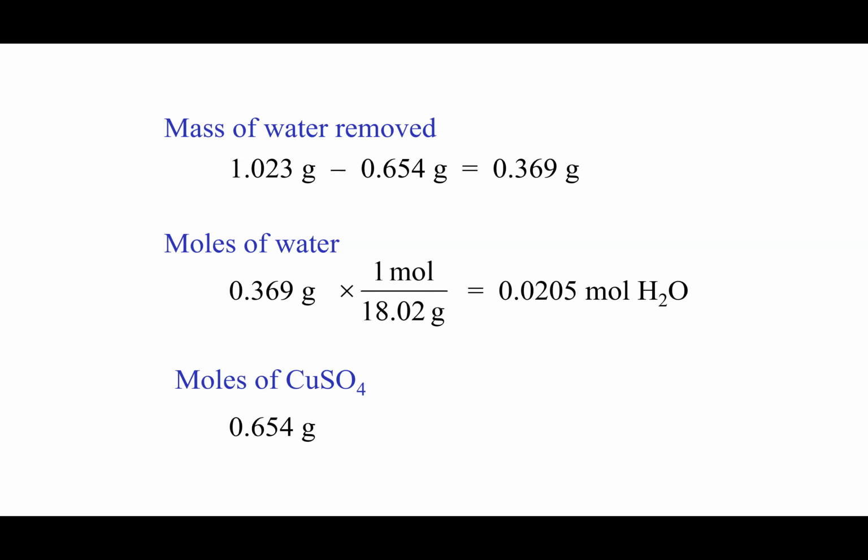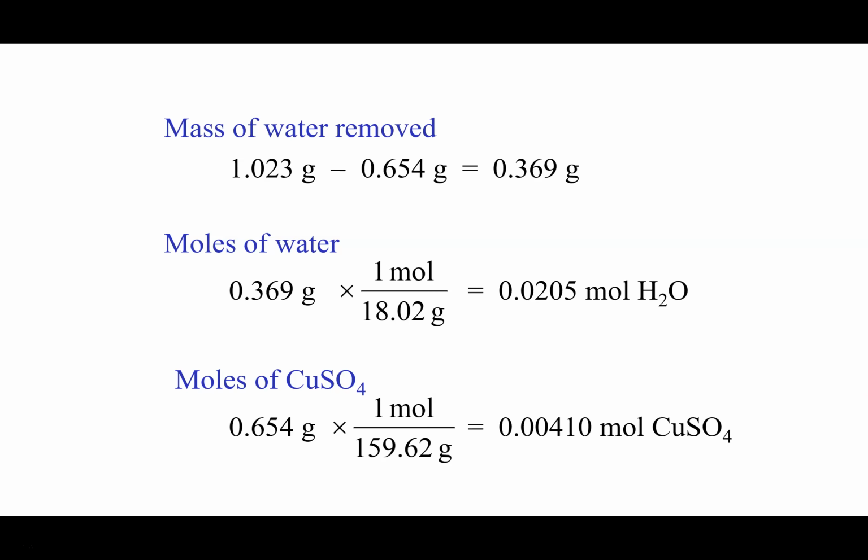For the next one, we're going to use this mass, 0.654 grams. See, this is why I like drawing a picture, because I can see that. We're going to use the molar mass of the anhydrous salt, 1 mole over 159.62 grams. Again, round to 3 sig figs, and you're looking at, wow, 0.00410 moles of copper(II) sulfate.